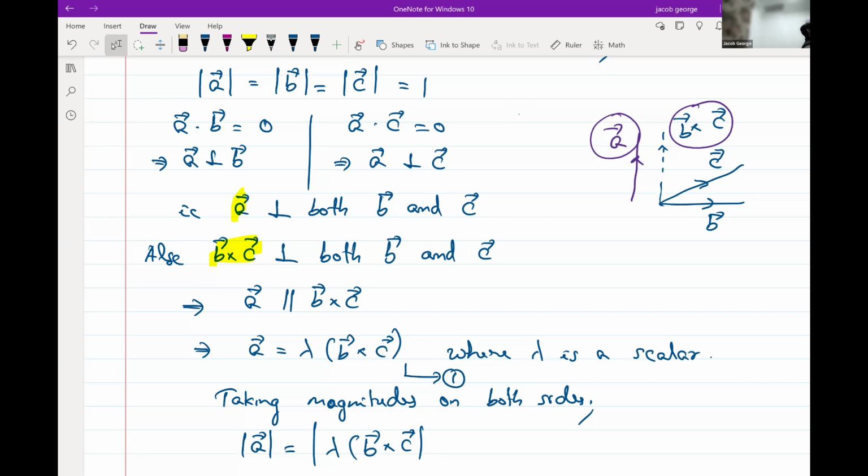Sorry, the parallel vectors are perpendicular to vectors B and C, on the same line. Here it is B cross C. Okay, so vector A is lambda times B cross C. Is it clear, this writing? Because they are parallel vectors, where lambda is a scalar. Now our task is to find out lambda.